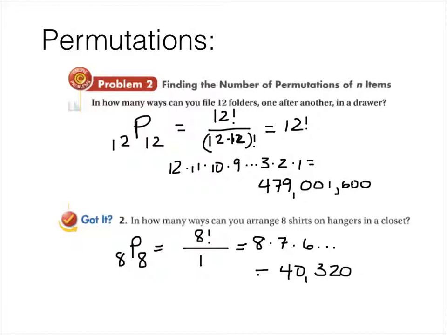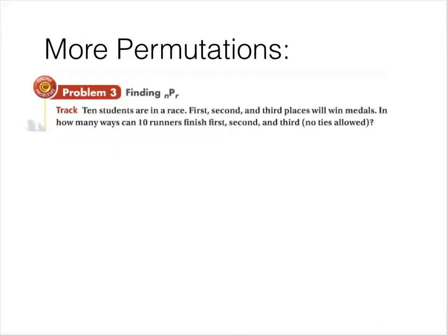All right, more permutations, one more. 10 students are in a race. First, second, and third places will win medals. In how many ways can 10 runners finish first, second, and third with no ties allowed? Again, a permutation of 10 people in 3 spots.